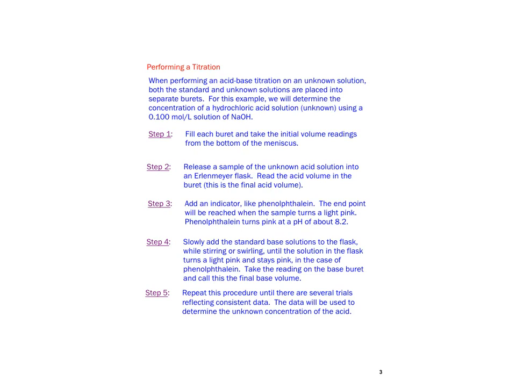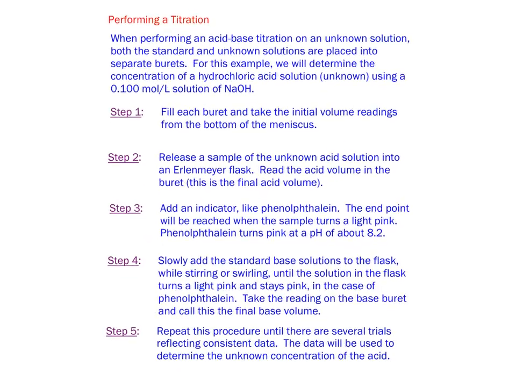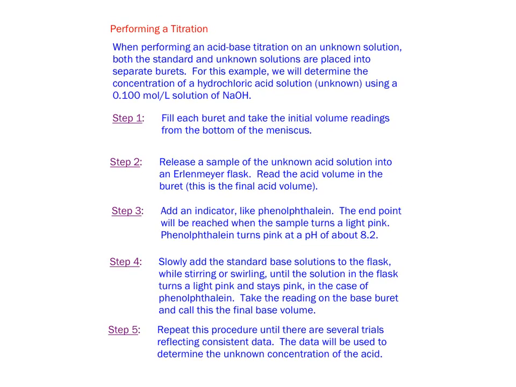Okay, so when performing an acid-base titration, both the standard and unknown solutions are placed in separate burettes. For this example, we're going to determine the concentration of a hydrochloric acid solution using a 0.1 molar solution of sodium hydroxide. So step by step, here are the steps that we would take. Step 1. Fill each burette and take the initial volume readings from the bottom of the meniscus.